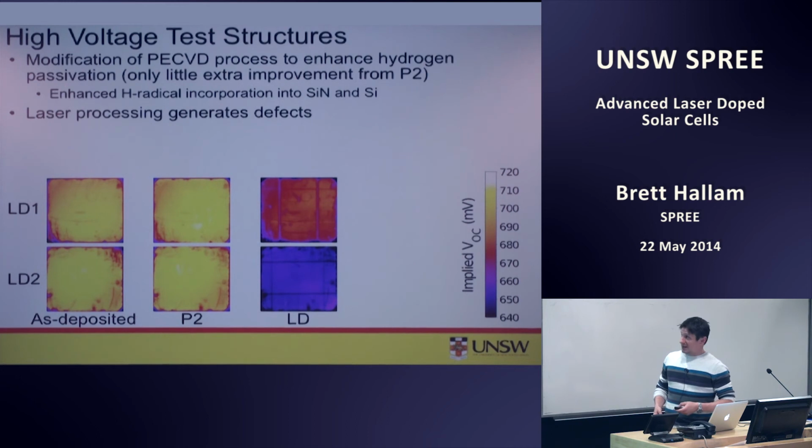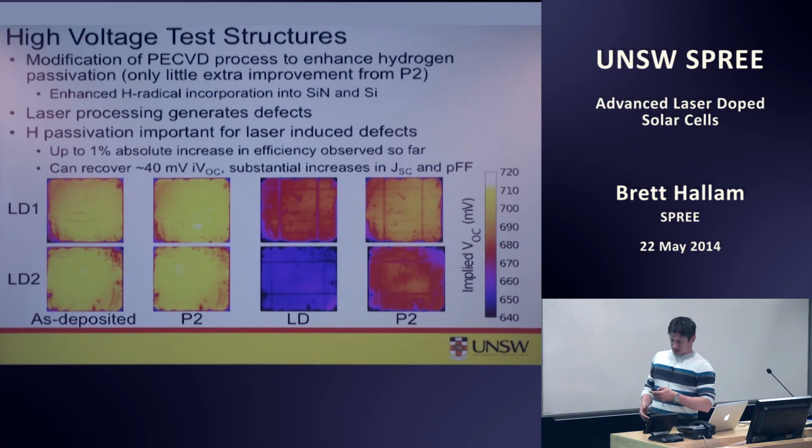If we add the laser doping of the P-type and N-type polarities, we see a substantial reduction in implied VOC. And the top and bottom cells have different laser processes with different densities of laser doped lines. So the sample on the bottom has a higher density of laser doped contacts, so a much lower implied VOC.